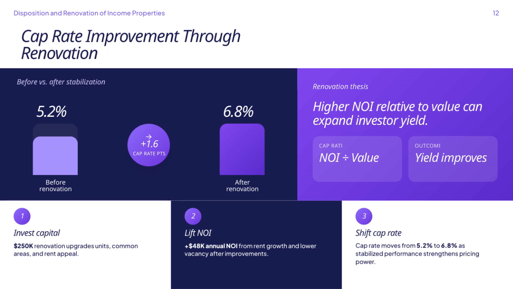This improvement in NOI leads to a shift in the cap rate, moving it from 5.2% up to 6.8%. This 1.6 percentage point increase shows that the market values the stabilized, improved property higher, because it generates stronger and more reliable income. Ultimately, this means that the yield for investors improves due to higher NOI relative to property's value. In essence, the renovation thesis is that by strategically investing capital to enhance the property, we not only boost income, but also enhance pricing power and market perception, leading to better returns when a property is stabilized and potentially sold.